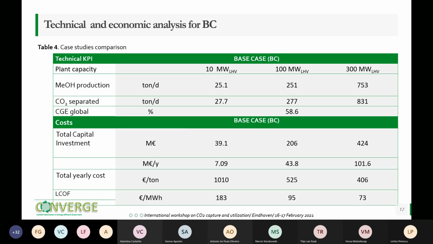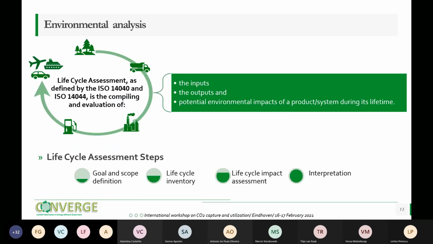As you can notice, the methanol production and also the quantity of CO2 which is separated increase linearly, passing from one scale to another. Talking about cost, here we can notice that there is no more linearity when passing from one scale to a higher scale, and this is mainly due to the economy of scale. The levelized cost of fuel decreases when the plant capacity increases, and for a capacity of 300 megawatts, the levelized cost of fuel starts to be competitive with the methanol price obtained in the traditional technologies. These are the economic results only for the base case. The economics for the Converge technology is an under development task.